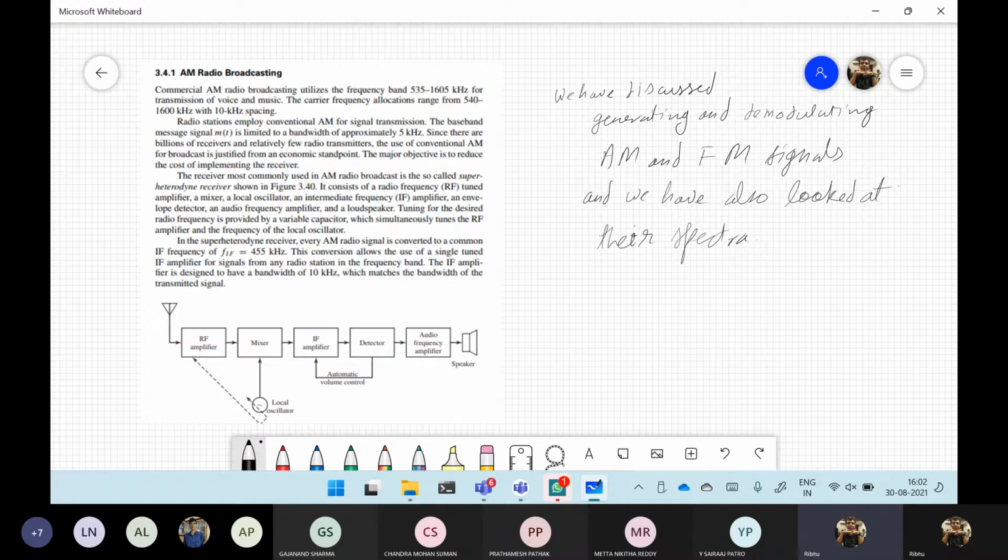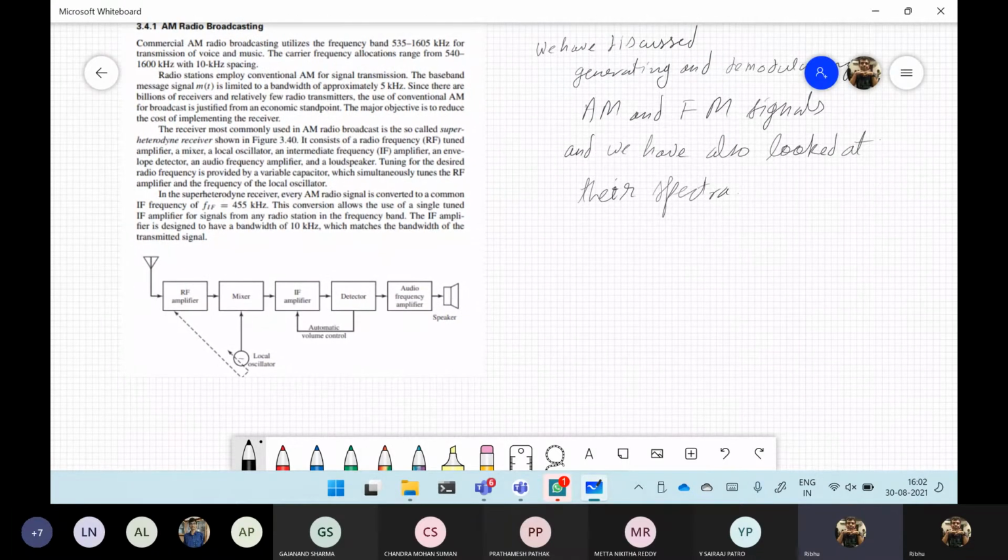But the question is, since in the first lecture I promised that this course has direct practical implications, this is a good time to look at those practical implications.